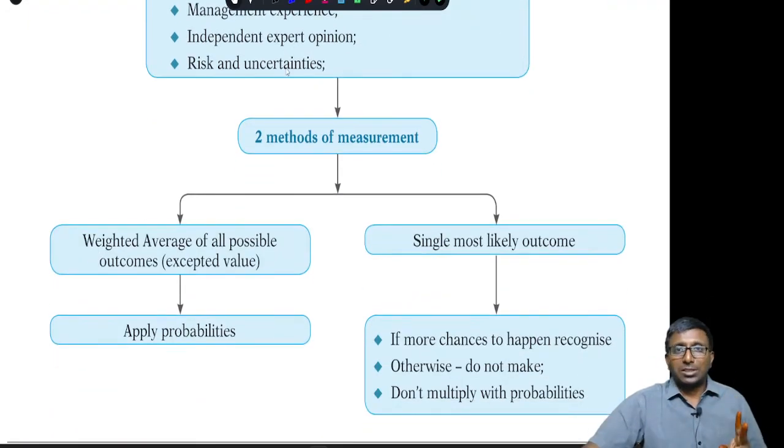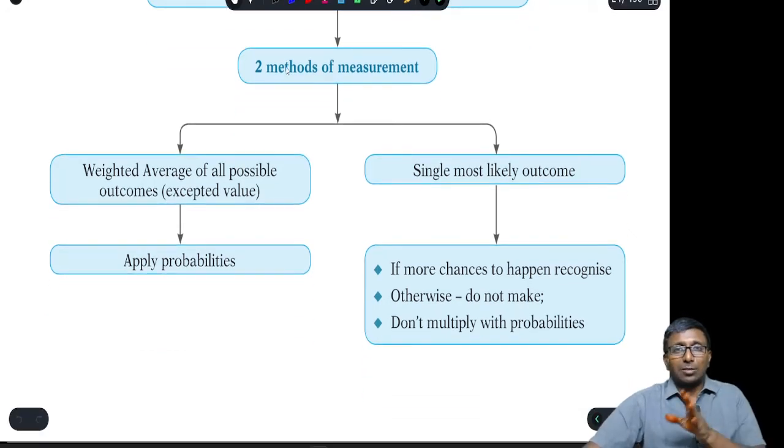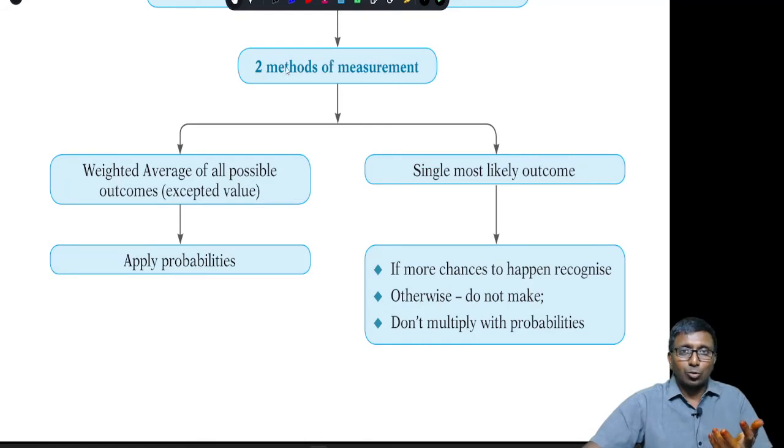There are two ways to measure. One is expected value method, which is nothing but weighted average of probabilities, and the second one is single most likely outcome, wherein the answer is going to be either yes or no. There we should use this one. When you are following single most likely outcome, then percentage of probabilities are not at all supposed to be looked at, right?